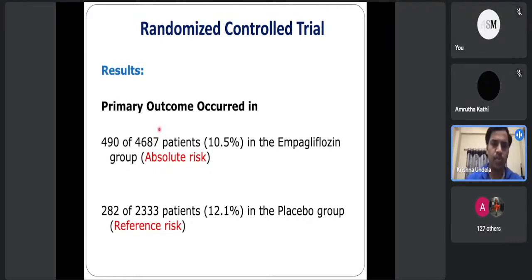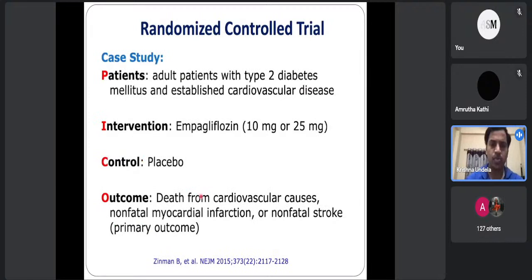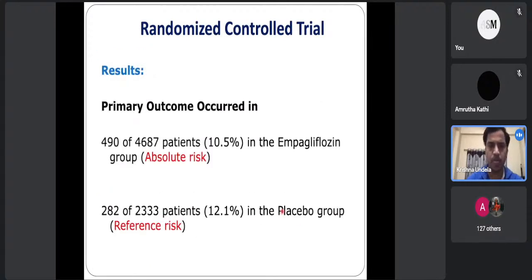Total how many we have taken in both groups, empagliflozin and placebo. Out of these two groups, how many got the primary outcome? The primary outcome is any one of these outcomes: death from cardiovascular cause, non-fatal myocardial infarction, or non-fatal stroke. If the person gets any one of these outcomes, we call it a primary outcome. So 490 got it in the empagliflozin group, around 10.5 percent, and 282 got the primary outcome in the placebo group, equal to 12.1 percent.